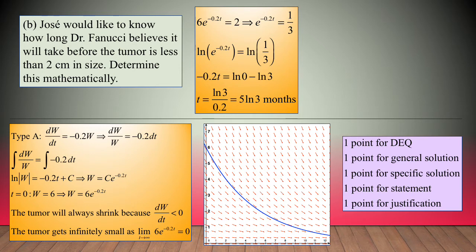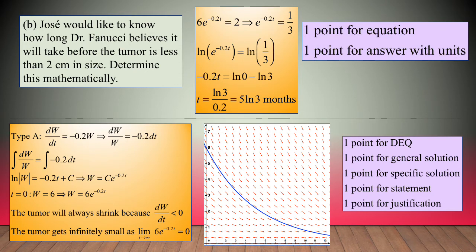Taking the natural log of both sides, we get negative 0.2t is equal to the natural log of 1/3, which is the natural log of 1 minus the natural log of 3. And therefore t is equal to the natural log of 3 over 0.2, or 5 natural log of 3 measured in months. 2 points for this problem, 1 point for the equation, and then 1 point for the answer with the correct units.